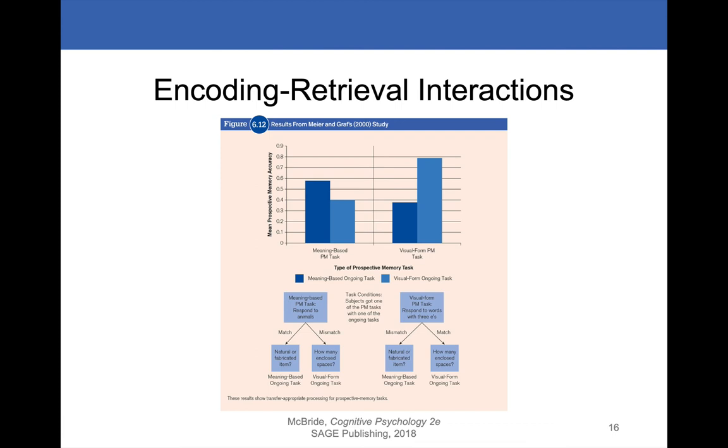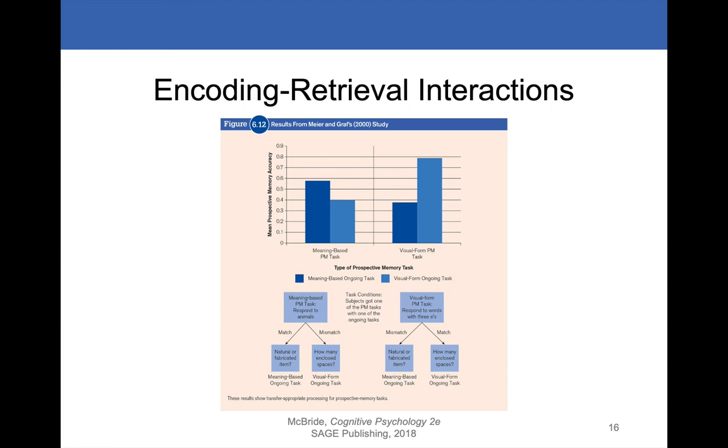The other type of prospective memory task was a visual form prospective memory task, and this was one where basically I would ask you, press the button if you see a word with 3 A's in it or 2 C's. In other words, I'm just asking you to respond to what the word looks like. Notice these are two completely different sorts of tasks. One involves processing the semantic meaning of the words. The other one is really just looking at the visual form of the word.